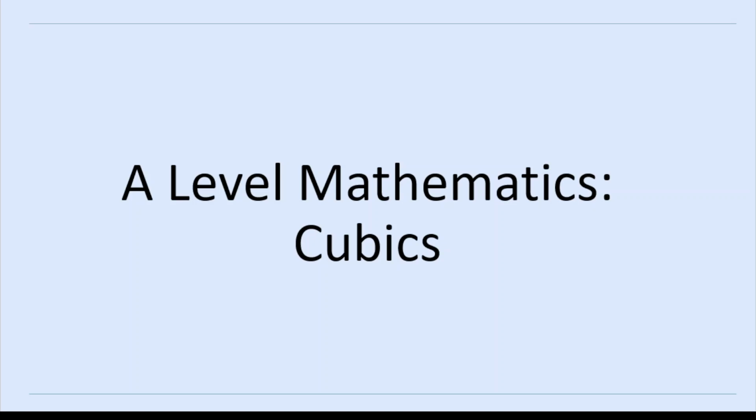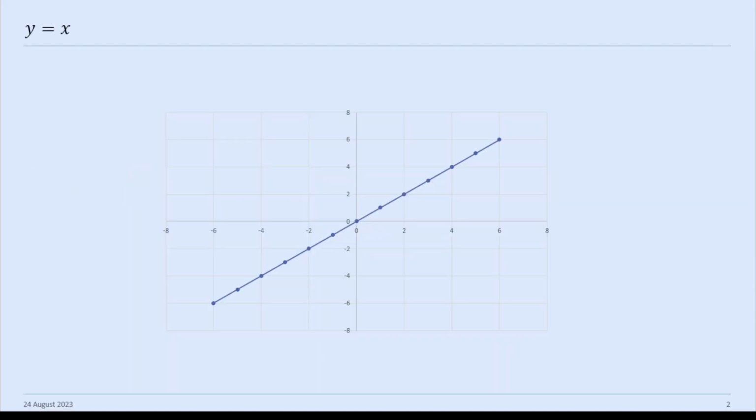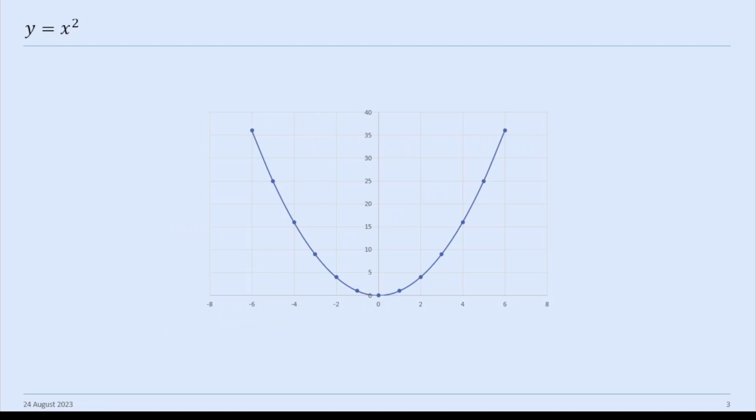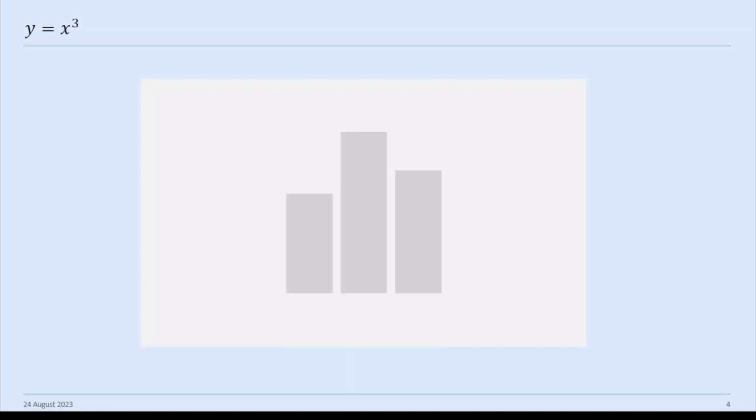I'm Simon. Today we're going to look at cubics as part of the A-level mathematics syllabus. So firstly, let's just look at the general shape of a cubic. So this is just a straight line graph. Y equals x goes from bottom left to top right. This is y equals x squared, so it's a beautiful curve and it goes from top left to top right, sort of dipping in the middle.